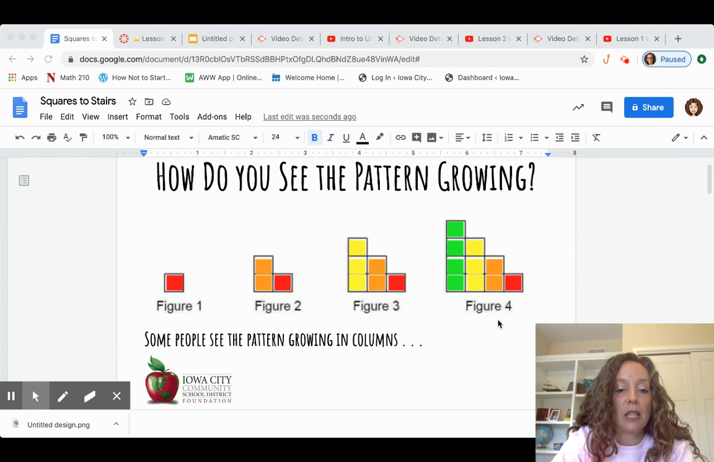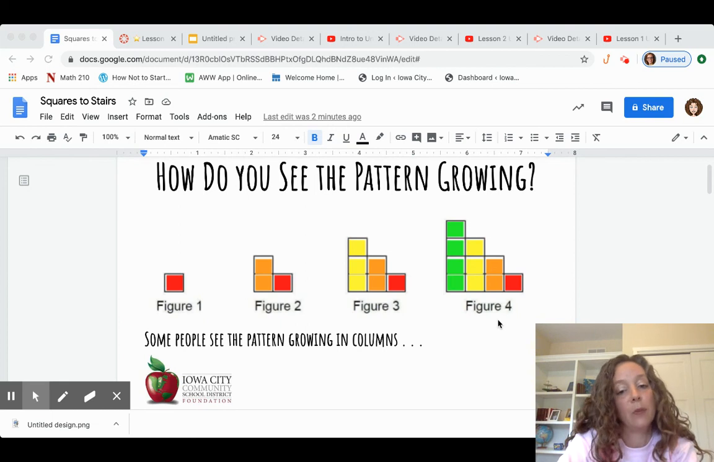And some people see the pattern growing in columns. So then in figure two, there are two orange squares that get added in an up and down column. And then in figure three, there are three yellow squares that get added in an up and down column. And in figure four, there are four green squares that get added in an up and down column. So if you saw the pattern growing that way, then you could maybe think about what would figure five look like if you were trying to use colors to describe what figure five would look like.